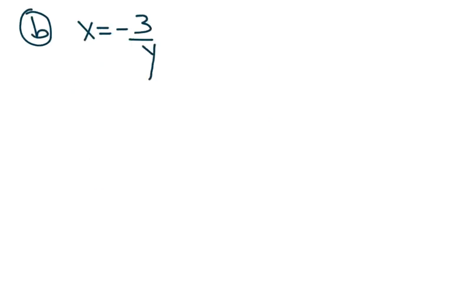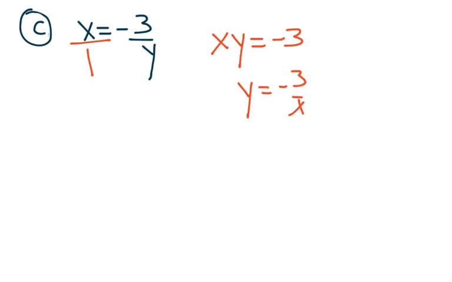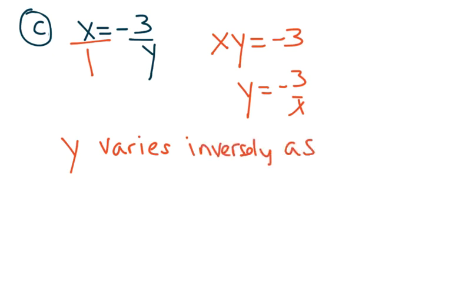1. Oops, this is not B. Let's try that again. So remember I said a moment ago, if you have problems that have x's and y's in them, we should probably just solve the equation for y. So xy is equal to -3, so y is equal to -3 over x. Now I can tell you that y varies inversely as x. And the constant of variation is -3.